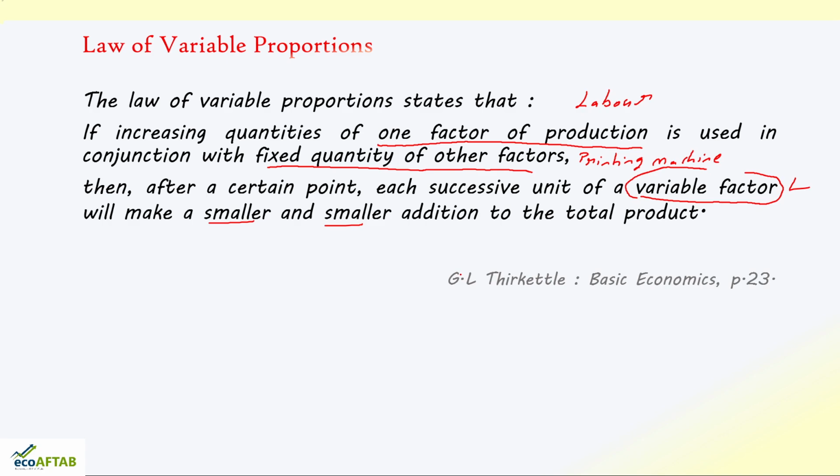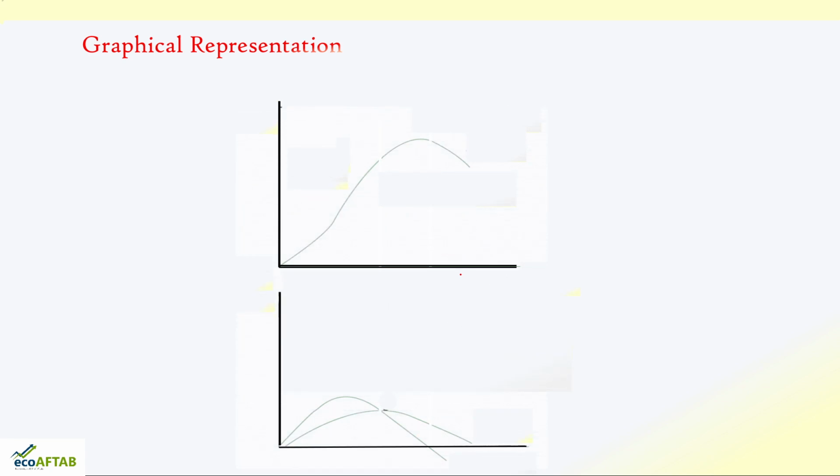Now, let us see how we can see the same law in terms of a graph. So, here we will have the graphical representation of the law of variable proportions. You can see I have 2 panels here, panel 1 and panel 2. In panel 1 we are considering total product, and in panel 2 we are seeing average product and marginal product. On the x axis we are measuring labor. So, this is our total product curve, and this is our average product and marginal product curve.